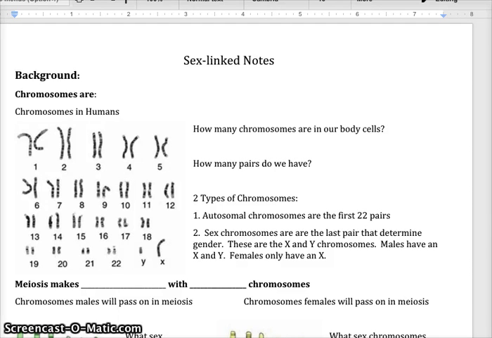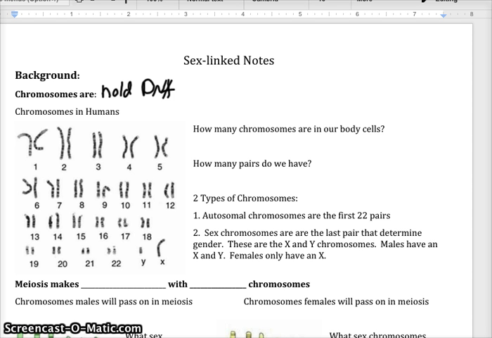Alright, you should be able to do this whole worksheet on your own without my help, but I'll go over it if you have it. So, chromosomes, remember, are structures that hold DNA in the nucleus. And this is just going off of the sex-linked genes that we did in the Flintstones. So I'm just going further into that.